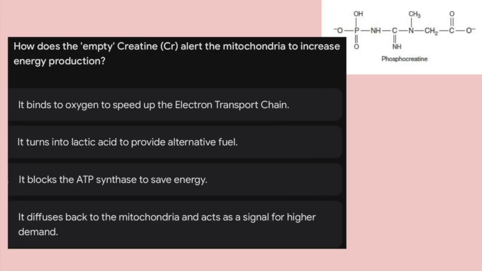How does the empty creatine alert the mitochondria to increase the energy production? Does it diffuse back to the mitochondria and act as a signal for higher demand? It blocks the ATP synthase to save energy. It turns into lactic acid to provide an alternative fuel. Or it binds to oxygen to speed up the electron transport chain. Which one is it? How does creatine alert the mitochondria that we need more energy?